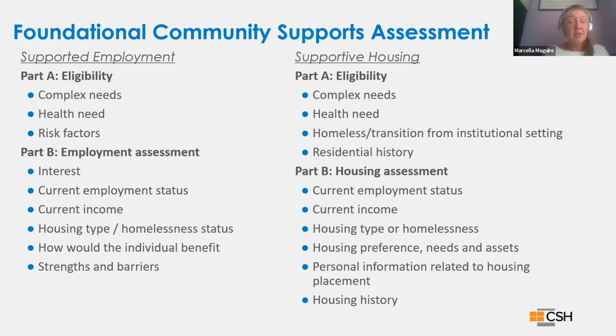So are they in the contemplation stage? Are you taking a harm reduction approach to this? Are they in early recovery? Are they in maintenance phase, et cetera? You think about all of those pieces and integrate that into your assessment.